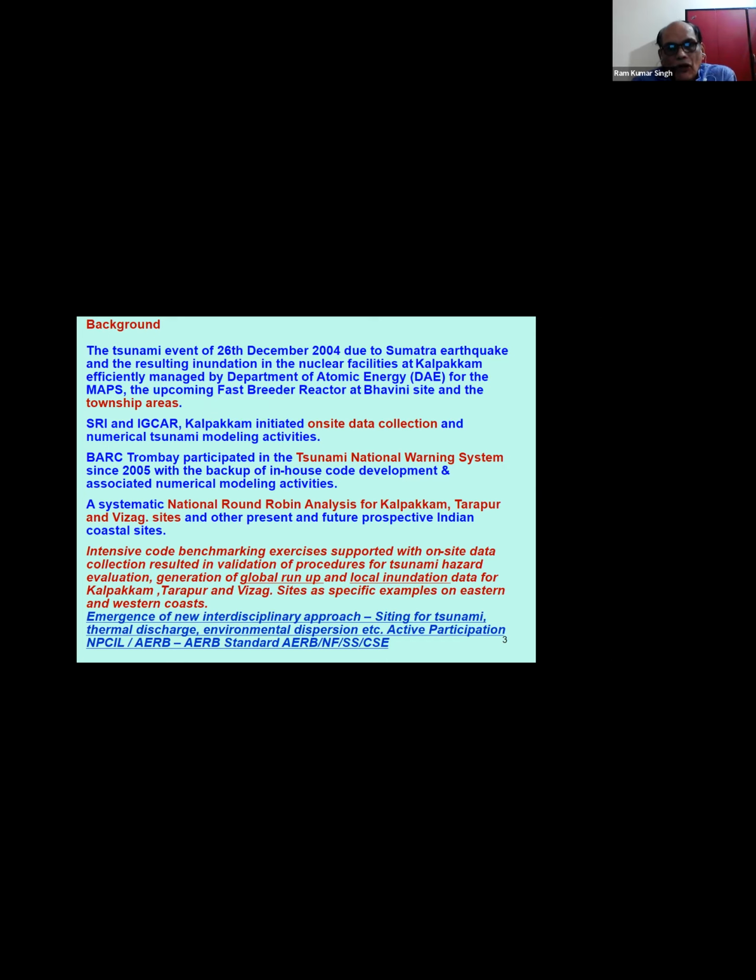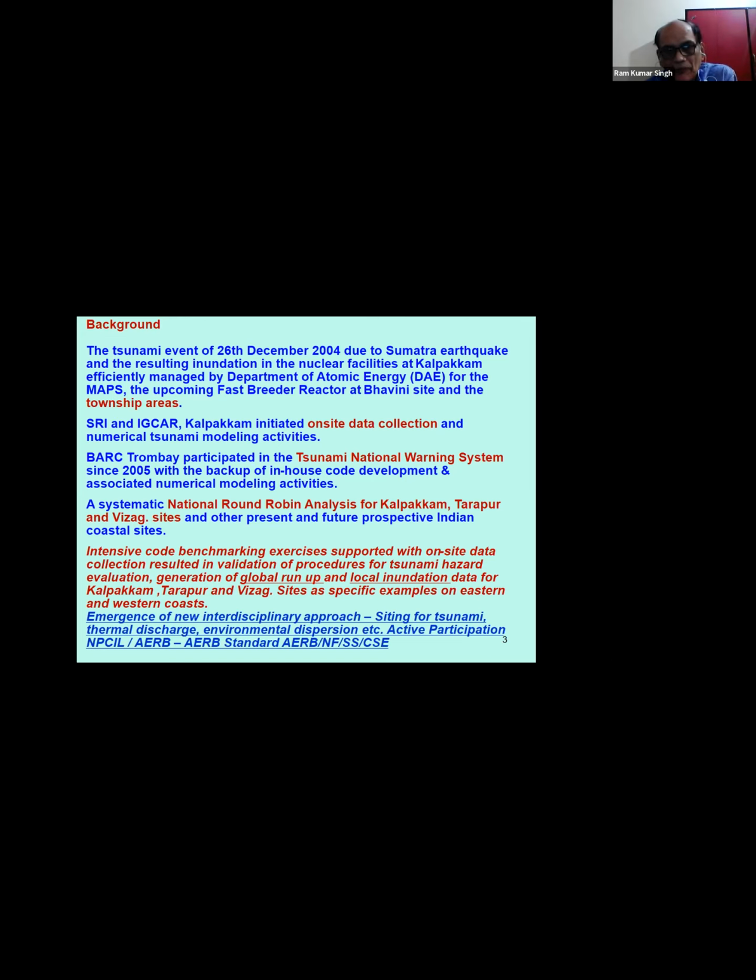Besides that, all over the Indian coast, we did some surveys, and from the modeling we could get some data for the upcoming nuclear power plants which are still in the pipeline, like Pati Sonapur or Haripur, Mithi Virdi, and so on. So basically, as I mentioned, this was a new interdisciplinary area that emerged and which was important for tsunami considerations. Later on, this was also effectively utilized for the thermal discharge problem, environmental dispersion, and so on.